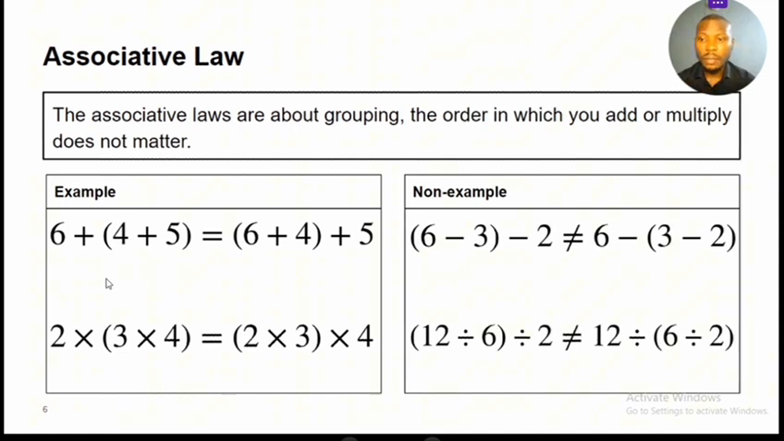I could say 2 times open bracket 3 times 4 close bracket. Now I can decide to just first multiply 2 and 4 and say 2 times 4 I get 8 before I say times 3, and I'll get the same correct answer as if I do 3 times 4 before times 2. Is that so? Do you get that? Smart one. Now let's look at non-examples.